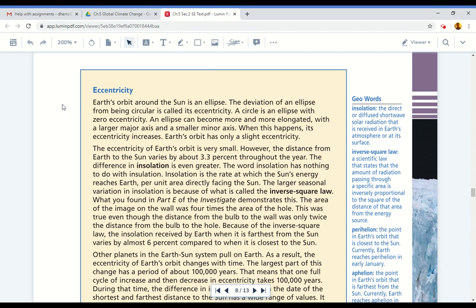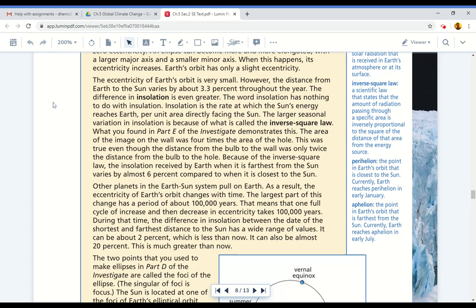Eccentricity. Earth's orbit around the sun is an ellipse. The deviation of an ellipse from being circular is called its eccentricity. A circle is an ellipse with zero eccentricity. An ellipse can become more and more elongated with a larger major axis and smaller minor axis. When this happens, its eccentricity increases. Earth's orbit has only a slight eccentricity. The eccentricity of Earth's orbit is very small.